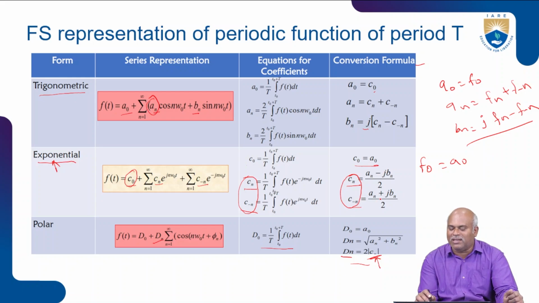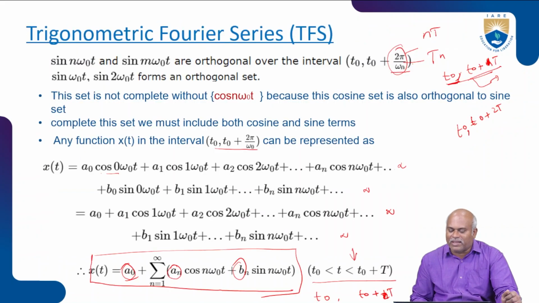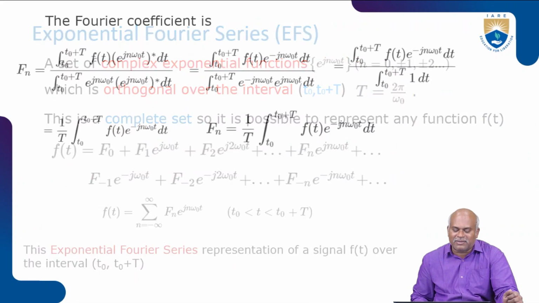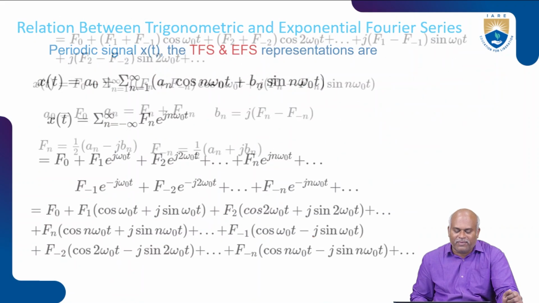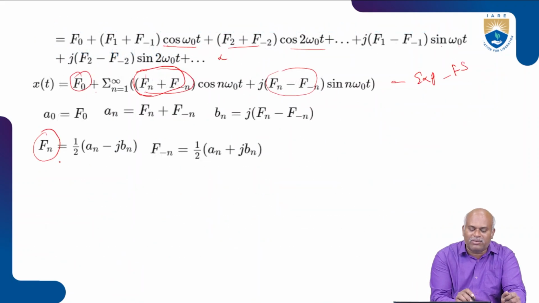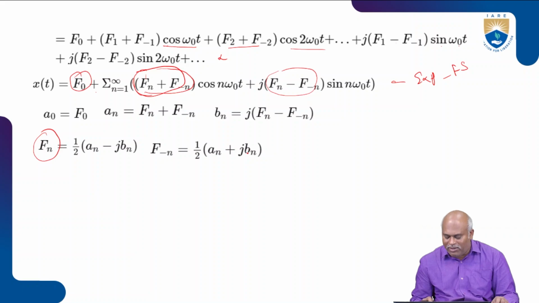C of minus n equal to (an plus j bn) divided by 2. I wrote here, so the same will exist for our relation. So 1 by 2 f of n is equal to 1 by 2 (an minus j bn), and f of minus n equal to 1 by 2 (an plus j bn). All of it is going to exist.